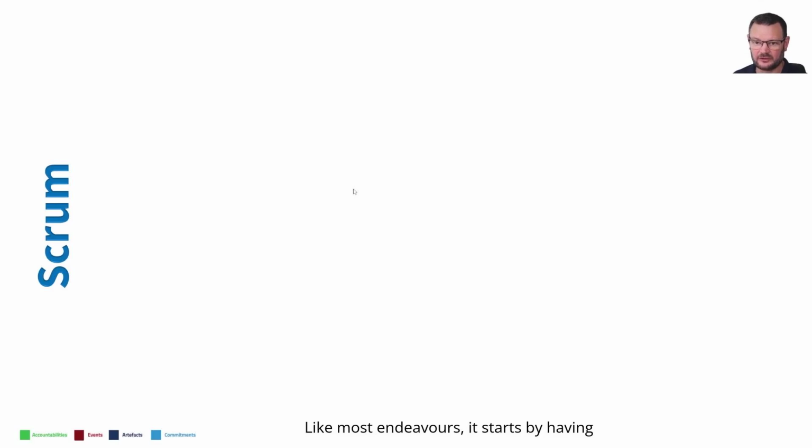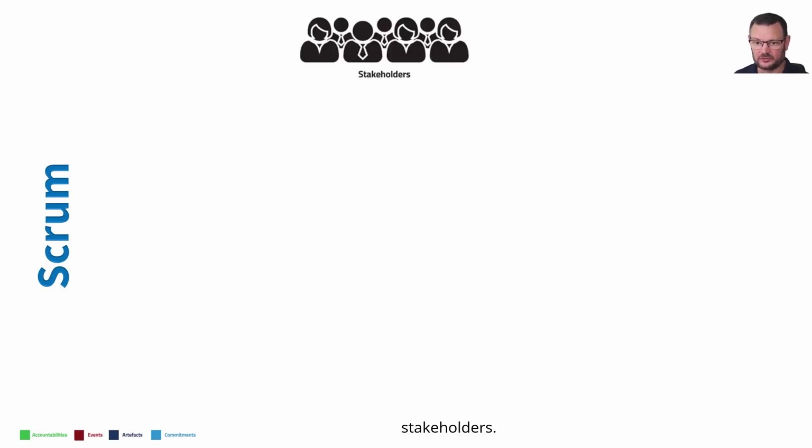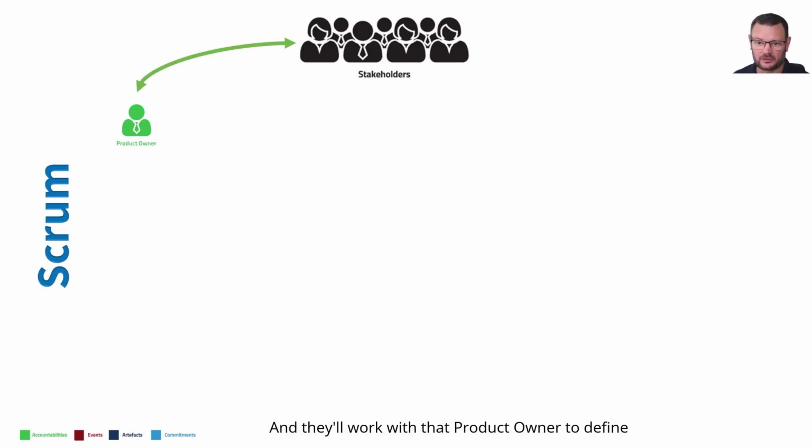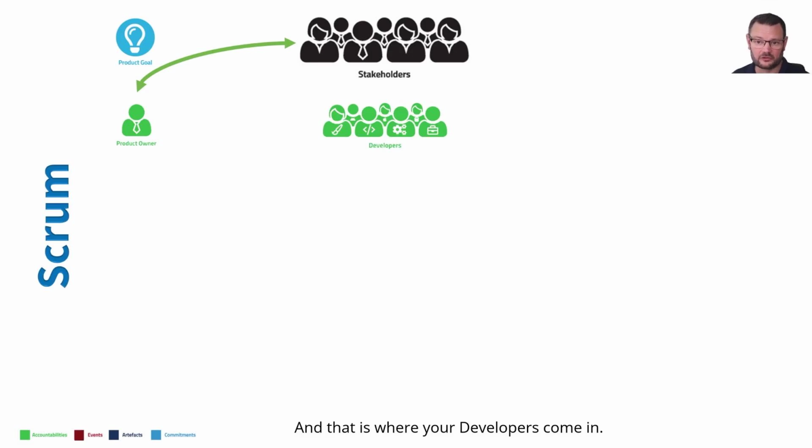Like most endeavors, it starts by having stakeholders. Stakeholders are people who are interested and have the resources to bring an idea to life. Now, because these people are very busy and very important, they summon a product owner. And they'll work with that product owner to define a goal or an objective that they want to achieve. And so the product goal becomes the next tangible thing that they want to get to. And because the product owner is working with the stakeholders and others to help describe the plan of how to get to the goal, they need some people to help them build the thing. And that is where your developers come in.